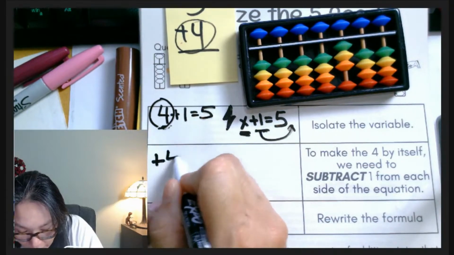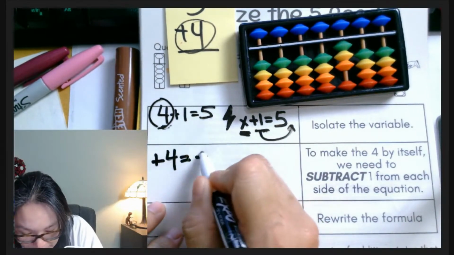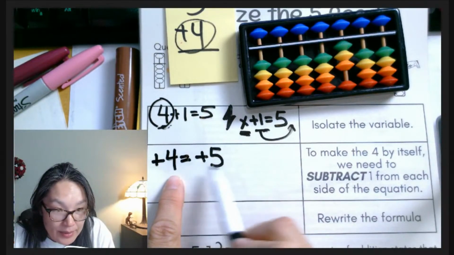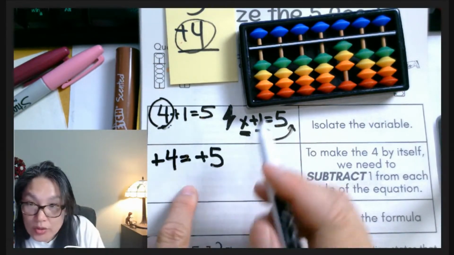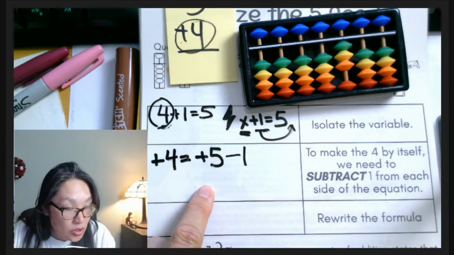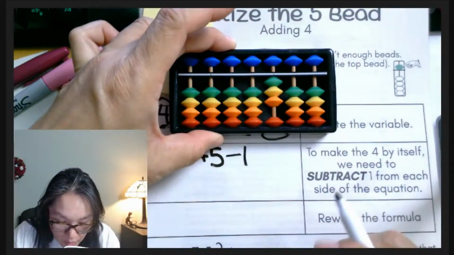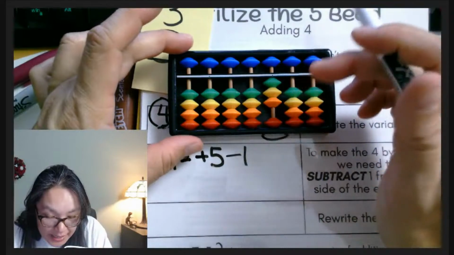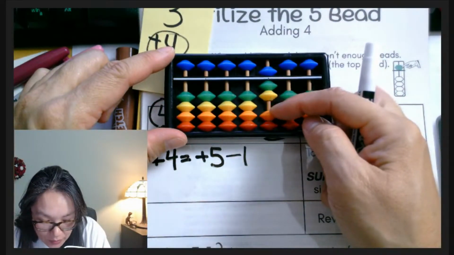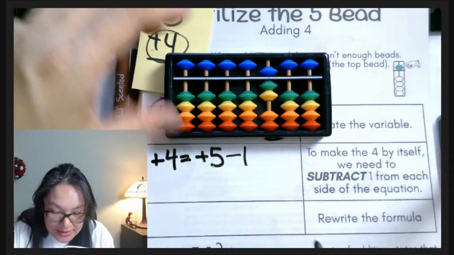So if I look at my 4 and I do plus 5, this is not balanced, right? My abacus is not balanced. So what I'm going to do is minus the 1. Does that make sense? So what does that mean? Well, now I can utilize it. I can make my 5 work. I'm going to plus the 5 and take away the 1. So now my answer is 7.